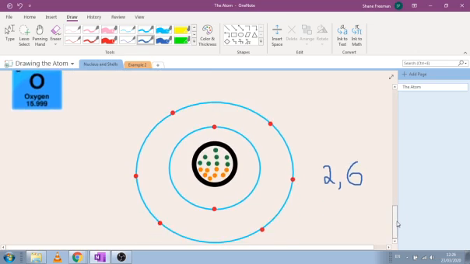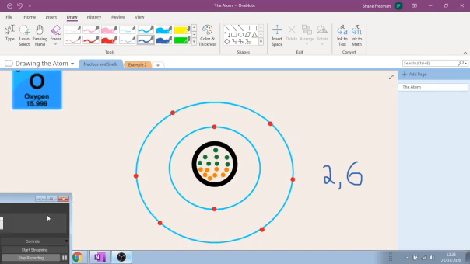So that here is a full drawing of the atom. So that is how you draw the full atom of oxygen. Nucleus, protons and neutrons, and then in the shells or orbits or energy levels, we then have the electrons. 2 in the first, we only have 8 here, so we put in the other 6 into the second shell, and we can stop there.